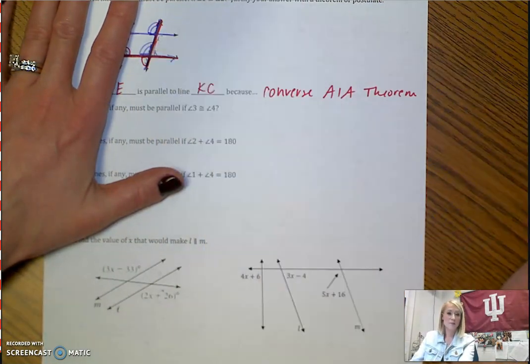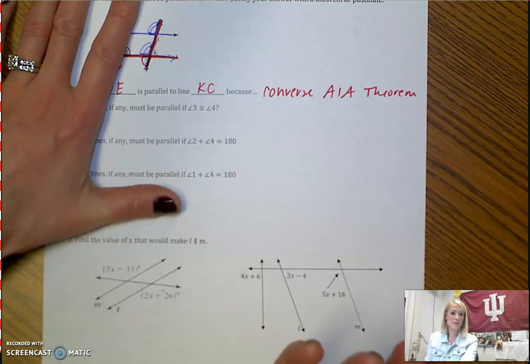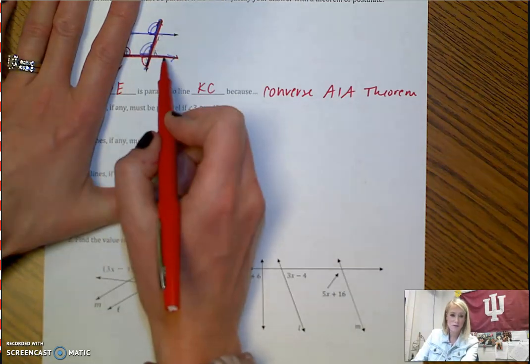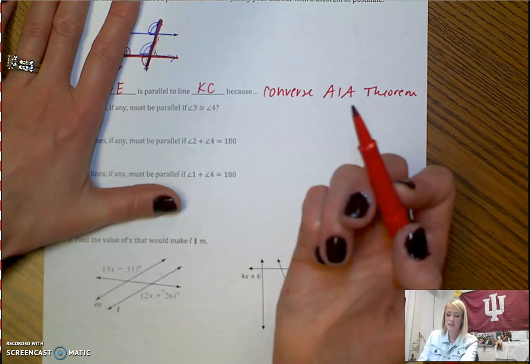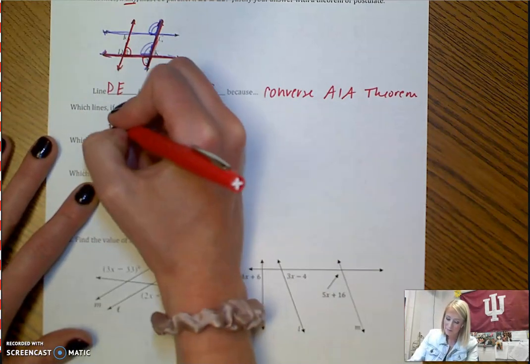I notice those are corresponding angles, and if corresponding angles are congruent, I can conclude that lines are parallel. And again, I'm going to use my common sense here. It's got to be the two horizontal ones that look like they're going in the same direction. So that'd be EC and DK.